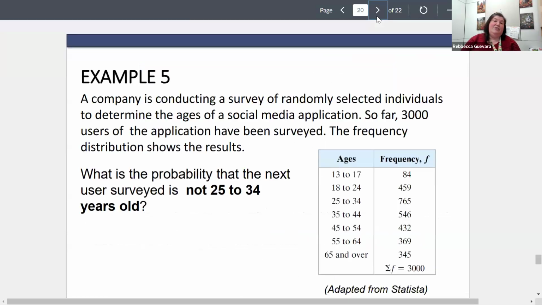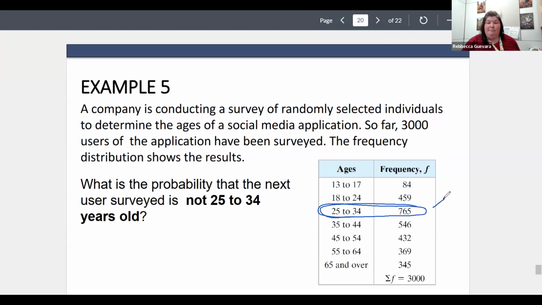A company is conducting a survey of randomly selected individuals to determine the ages of social media application users. So far, 3,000 users of the application have been surveyed. The frequency distribution shows the results. We want to know, what is the probability that the next user surveyed is not 25 to 34 years old? We had already found this before.